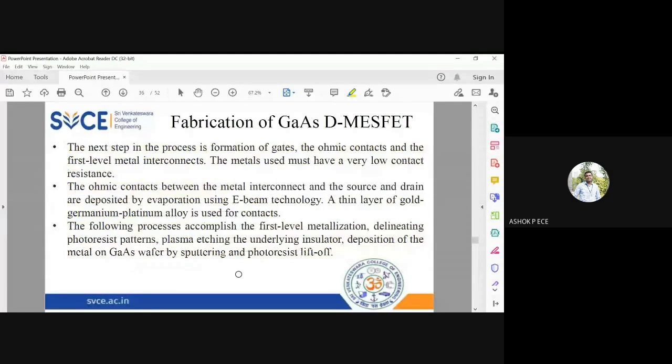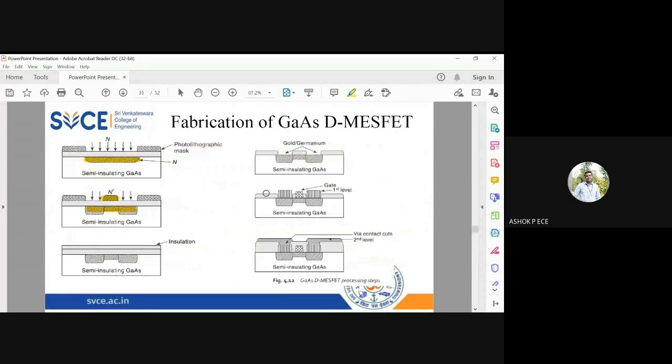So the next step is formation of gates. So make contact in the first level metal interconnect. The metals must have very low contact resistance. Okay. So see here, you are having SiO2 insulation here, and then I'm going to use gold or germanium to create metallizing contact, so that externally the device will have a structure like this.